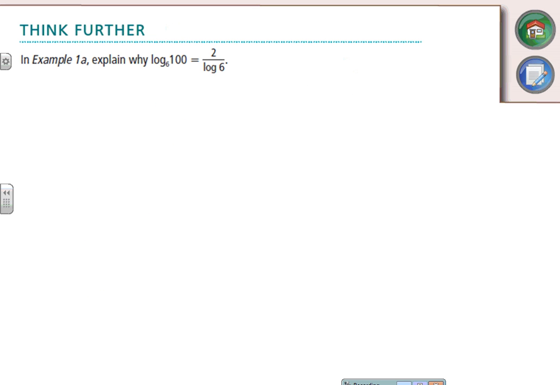Now, looking at example number 1a in your book, not the one we did, but in your book, log base 6 of 100 is equal to 2 over log of 6. Whoa, what's going on there? Where did the 2 even come from? I want you to work it through and come up with why that is true. Make that connection.